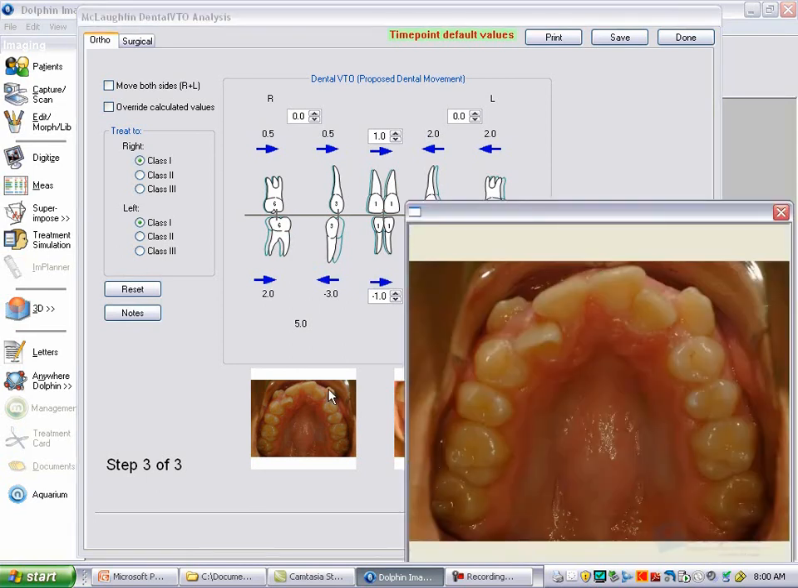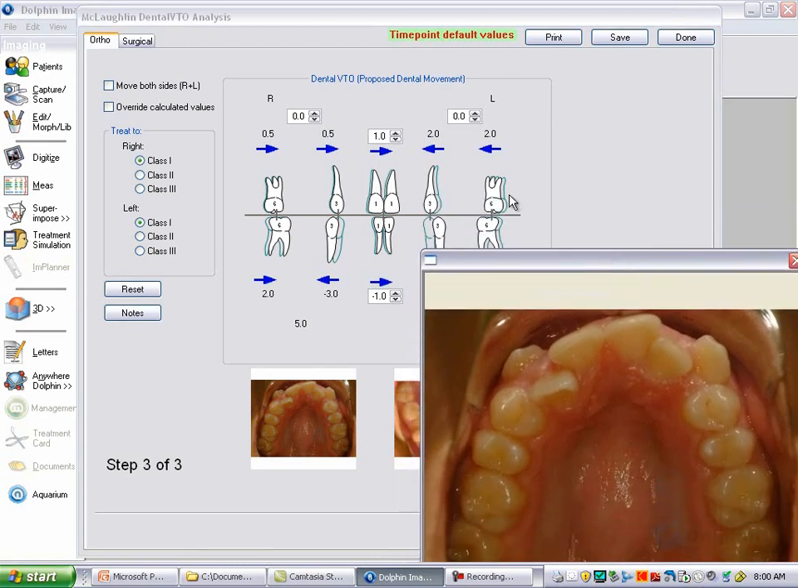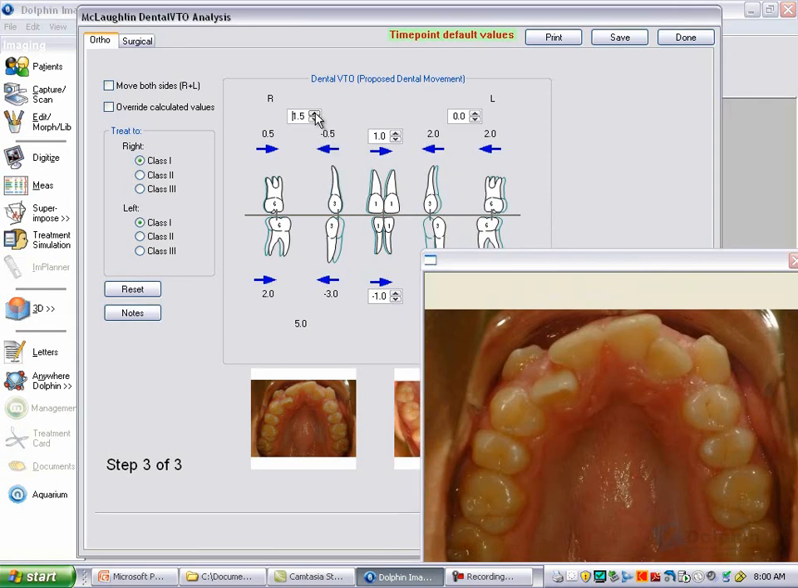We extracted on the lower arch. We obviously have quite a bit of crowding here in the upper arch, so we're going to go to the middle section here with the recorded zeros, and we're going to add in 7 millimeters for extraction of the upper right first bicuspid. If the tooth is larger, we can add more than that. If the tooth is smaller, we can add less than that.